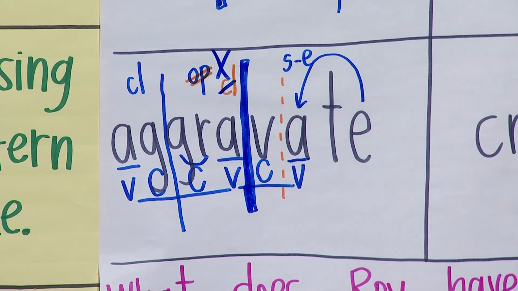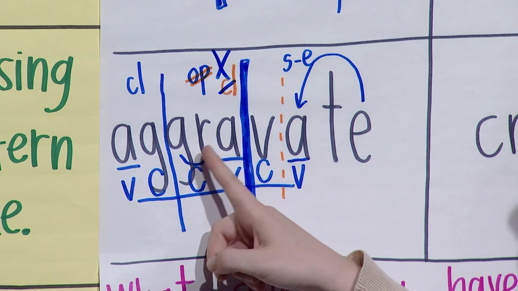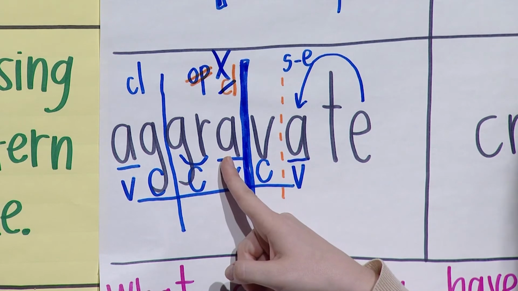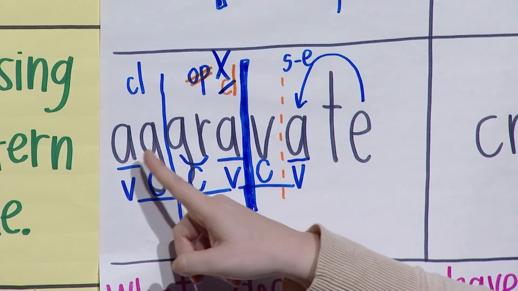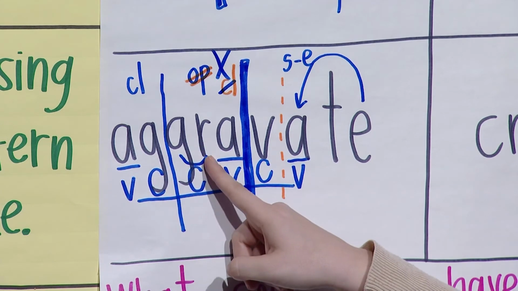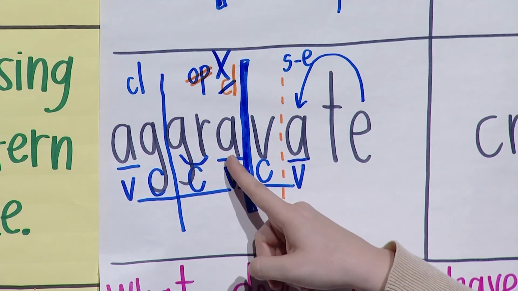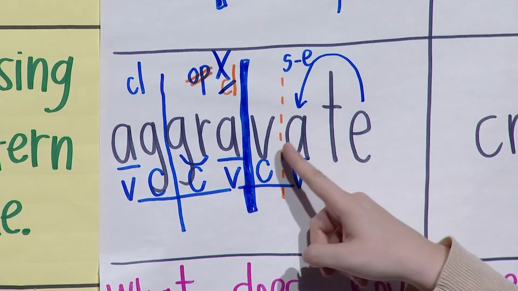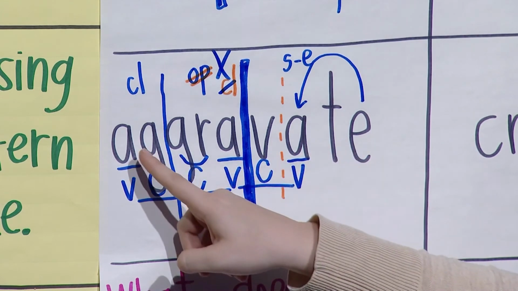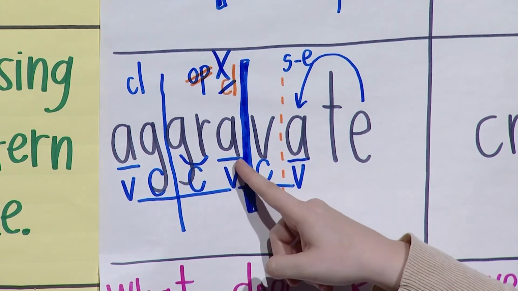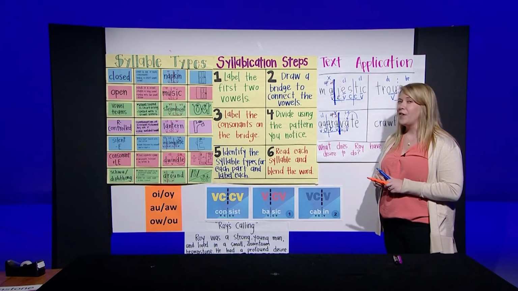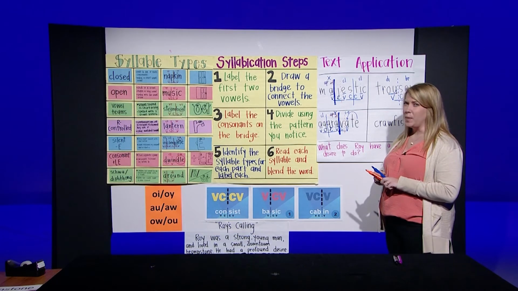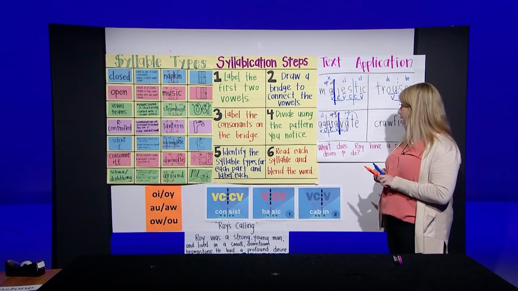Good. All right, now we're going to try to read this word again, and instead of making an A or A, it'll say uh. Uh, gra, vate, aggravate. Now that sounds like something I've heard before. My mom used to tell me I was aggravating her all the time.